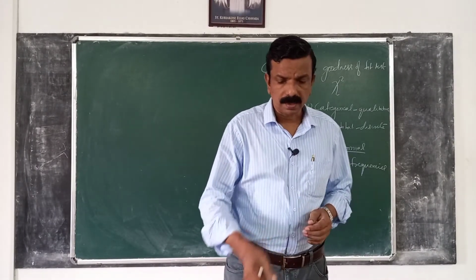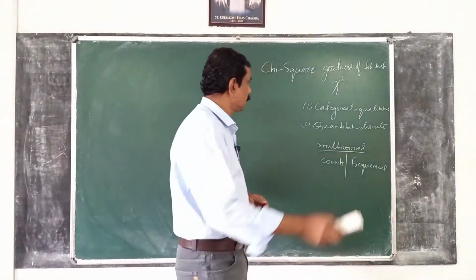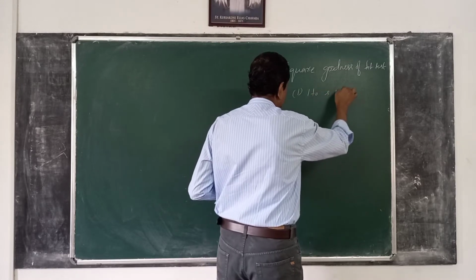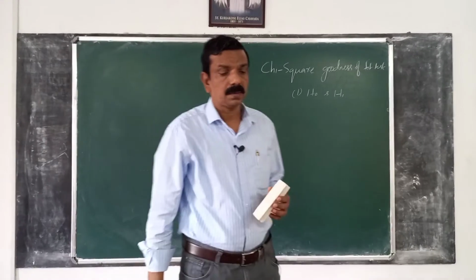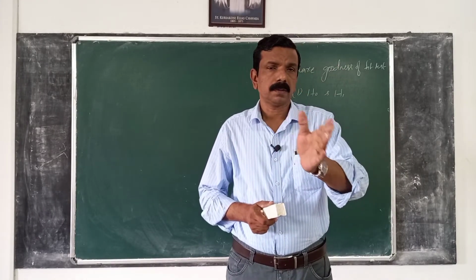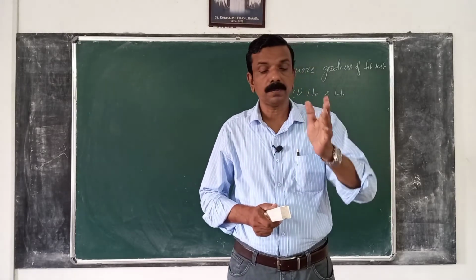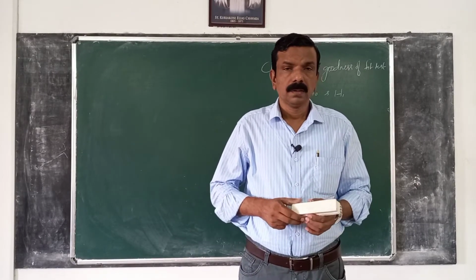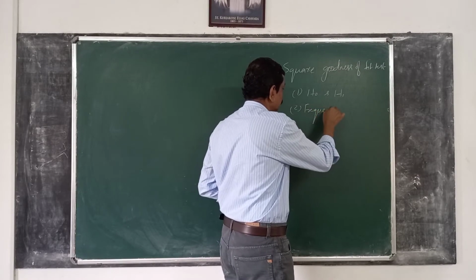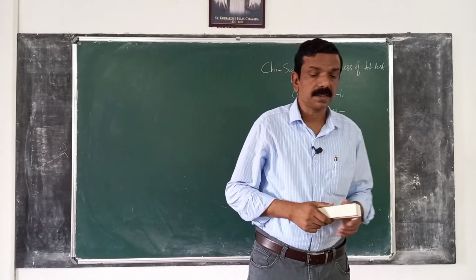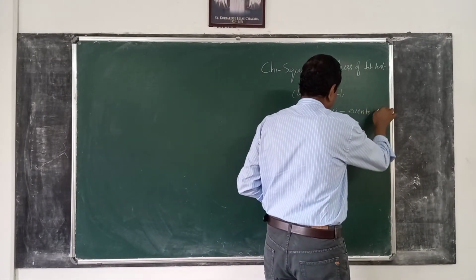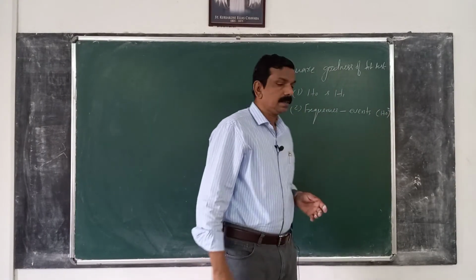Now let us first explain what are the steps in chi-square analysis. The first step is we hypothesize about the population, stating H0 and H1. I will explain how hypotheses are formulated about the population later. Second step is we compute frequencies of occurrence of events that are expected under H0.